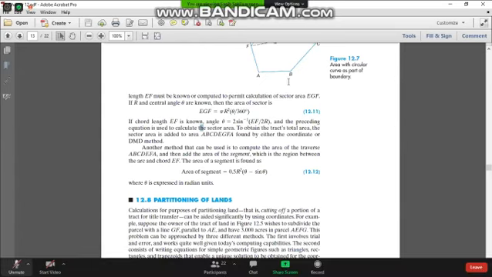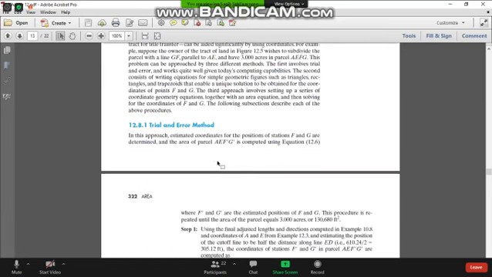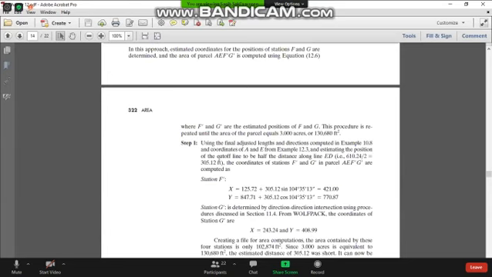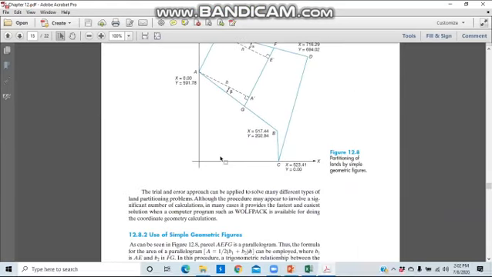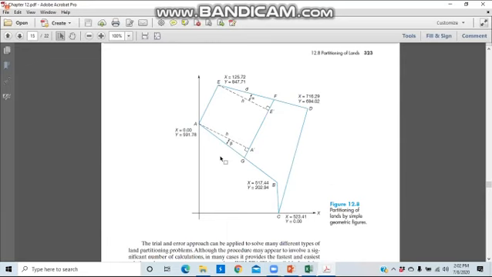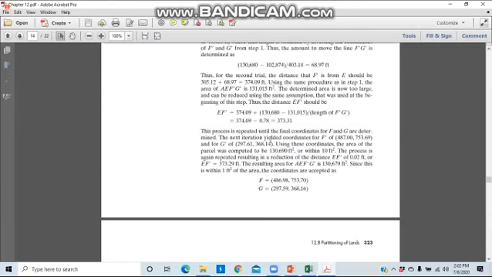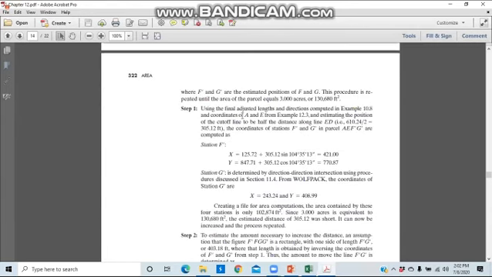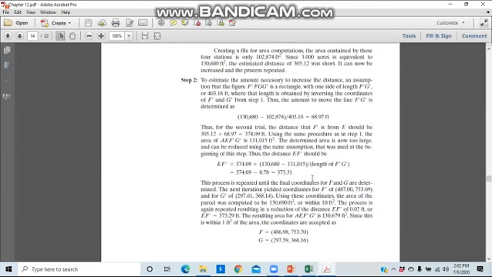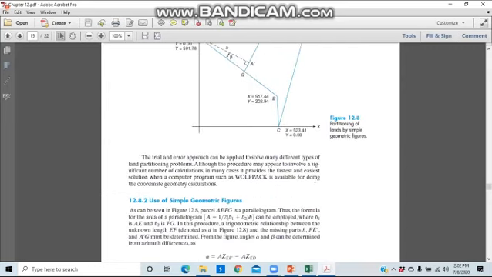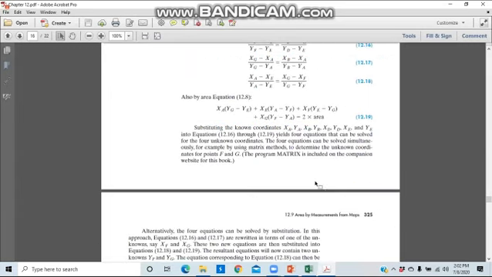Yes, sir. So here is partitioning of land, trial and error method, this and that. This is not necessary in this chapter, so we will not go through this. Or maybe if you want to do that, this is pretty simple, you can use the trial and error method to calculate that. But it's not widely used, so I don't know. It's up to you. If you want to study that, study that. If you don't want to, don't do that.